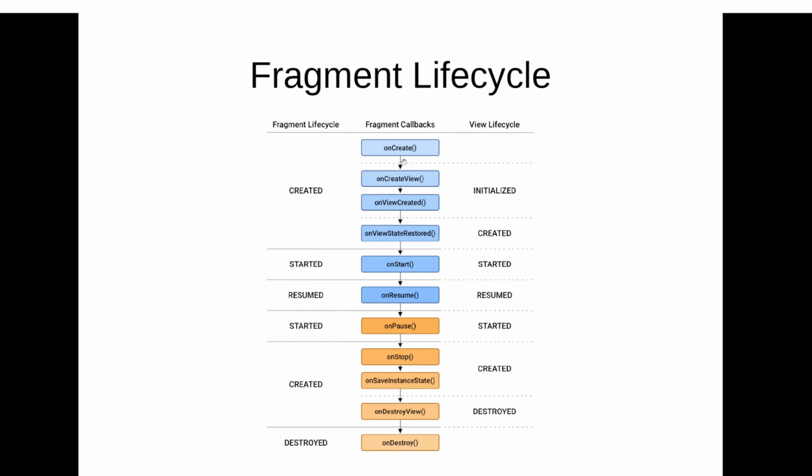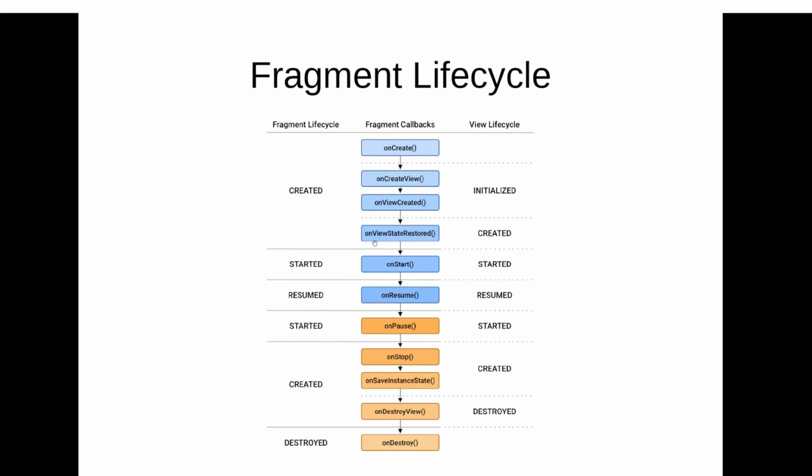So simply we see that our fragment starts with an onCreate. In fact, there is a callback prior to this called onAttach, where we can actually get an instance of context, but we'll see how that can be useful or relevant later on. After onCreate, we have onCreateView and onViewCreated, followed by onViewStateRestored, followed by onStart and onResume.